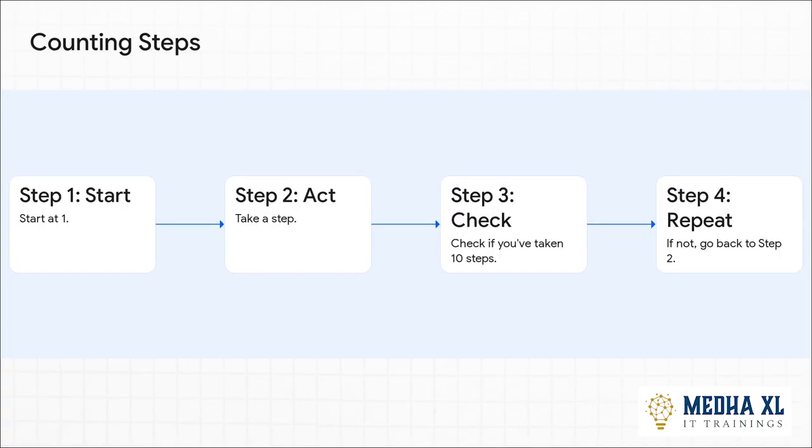Let's make this really tangible. Imagine I tell you to take exactly 10 steps. Your brain automatically follows a little routine, right? You start your count, you take a step, you check if you're done, and if not, you repeat. That little 4-step process running in your head, that is precisely how a for loop thinks.